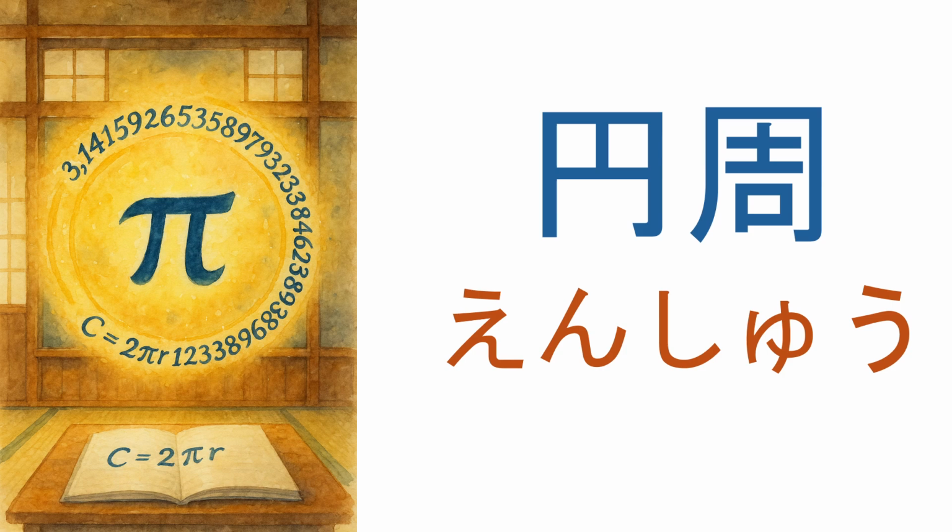The word we'll be learning in this video is えんしゅう, which you will often hear in math class, geometry problems, construction, or when measuring round objects. Imagine how much clearer your Japanese will sound when you can express measurements naturally.